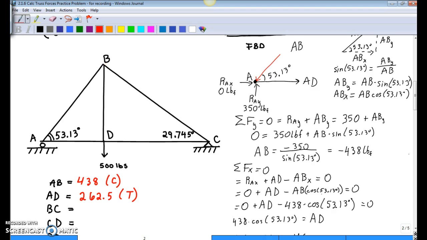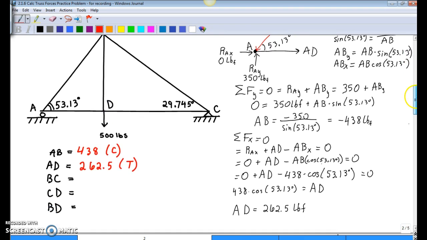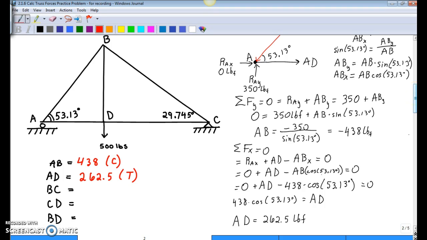So in this case, we don't go around to all four joints and do our internal force calculations. We did point A and found two members. We go to point C, we find two members. We would just go to D to find our fifth member. I'm going to stop this video here. I'll walk through the last three internal forces for BC, CD, and BD in part 3.